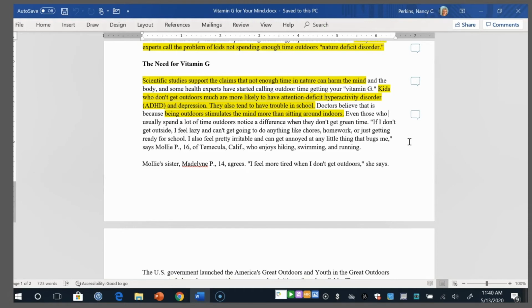Molly's sister, Madeline P., 14, agrees. "I feel more tired when I don't get outdoors," she says. Okay, now notice that I haven't highlighted anything here. That's because this section is just information about these two sisters. It is in here because the two sisters would agree with the fact that they need to get outdoors and that it's stimulating to be outdoors. So it's not additional facts on the topic, but it's that interesting information that supports the facts.